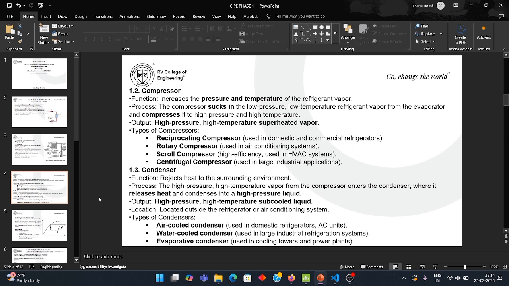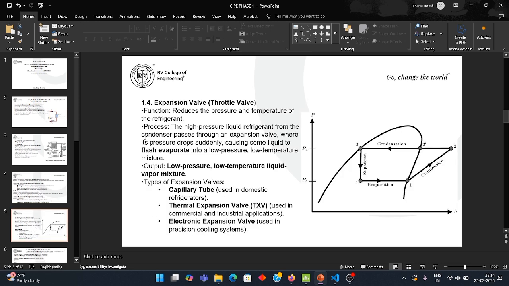The third component is the condenser. The function of it is to reject heat to the surrounding environment. The process is that the high pressure, high temperature vapor from the compressor enters the condenser, where it releases heat and condenses into a high pressure liquid. Output: high pressure, high temperature subcooled liquid. Location: it is located outside the refrigerator or air conditioning system. Types of condensers include air-cooled condensers, water-cooled condensers, and evaporative condensers.